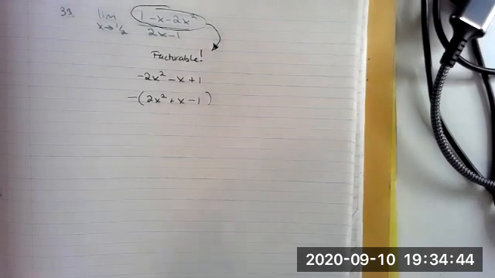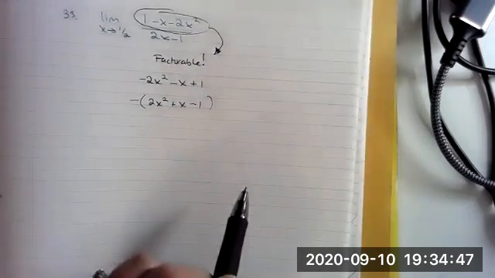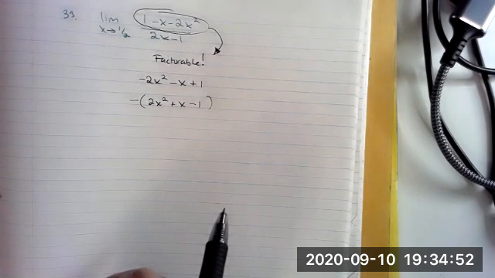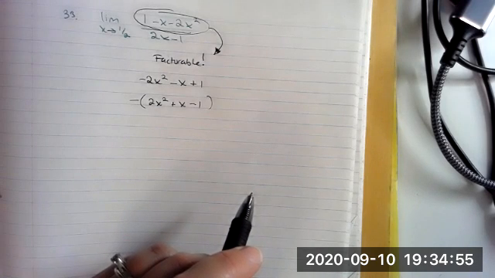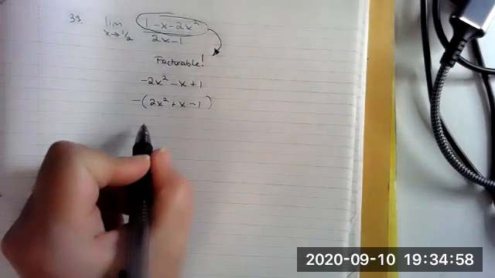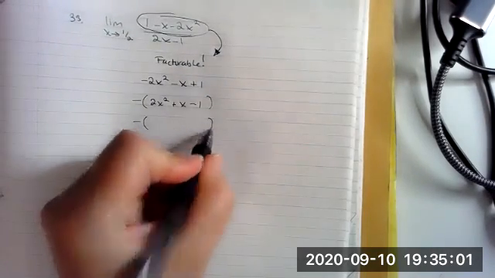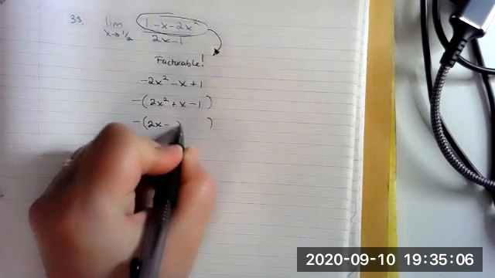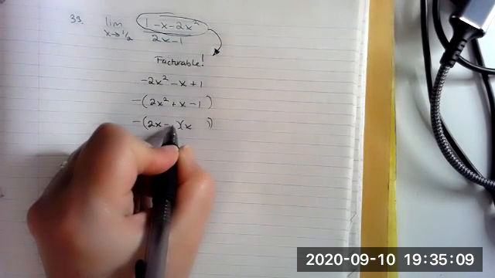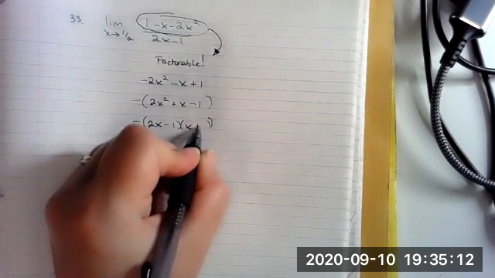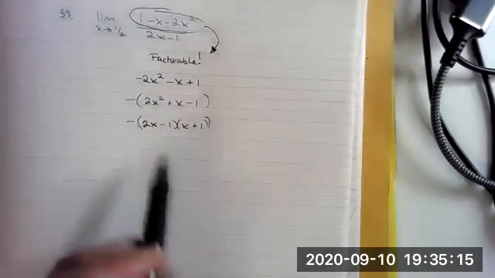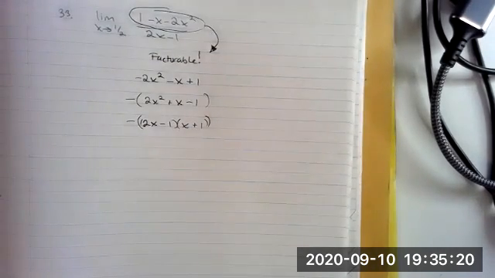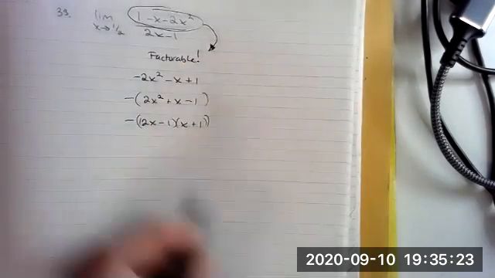You guys have done the factoring. You're experts at factoring with an a greater than 1. A times c is -2, b is 1. What multiplies to -2 and adds to 1? That's going to have to be 2x minus 1 and x plus 1, because if you FOIL these back together, you would end up with the original expression. So this is factorable. We're happy about that. It's a good thing.